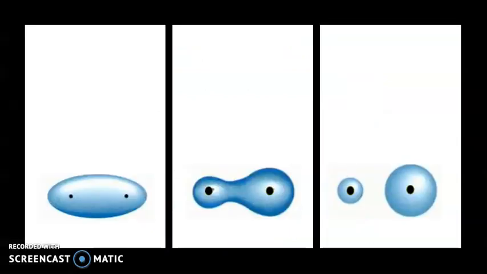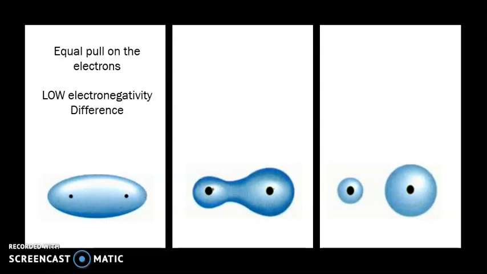So we have three incredibly different types of bonds. What makes these so terribly different? Well, let's take a look at the left-hand image first. I think that's probably the easiest to understand. You'll notice that the electron cloud is pretty evenly distributed between those two nuclei. So we would say that there's an equal pull on the electrons on the part of both of those nuclei. And what creates that is a very low difference in the electronegativities. In other words, both of those atoms have approximately the same electronegativity.